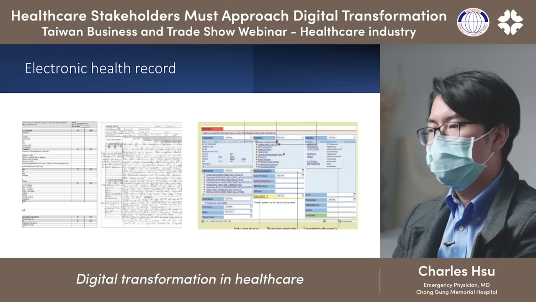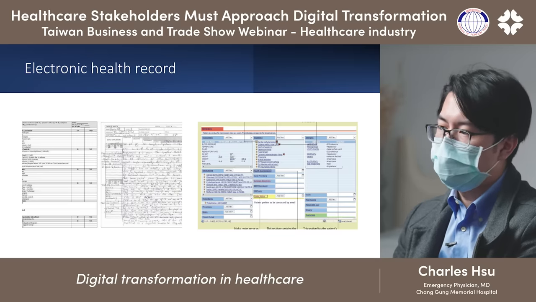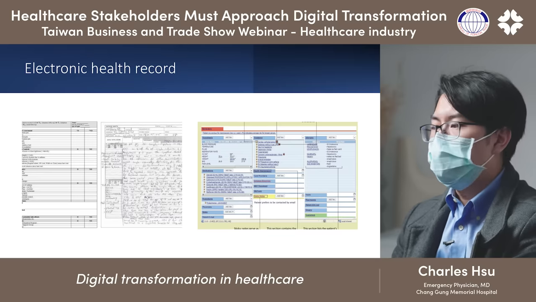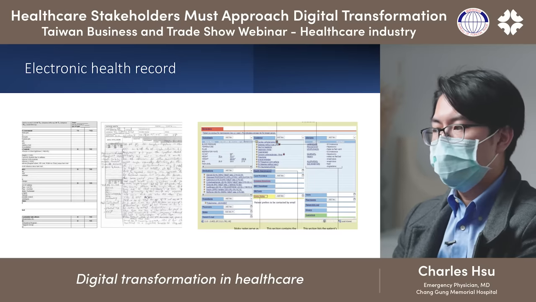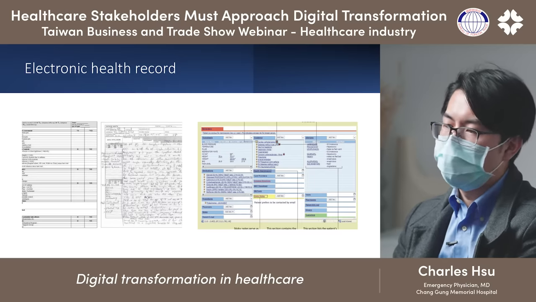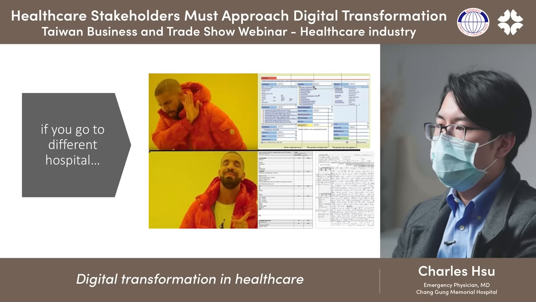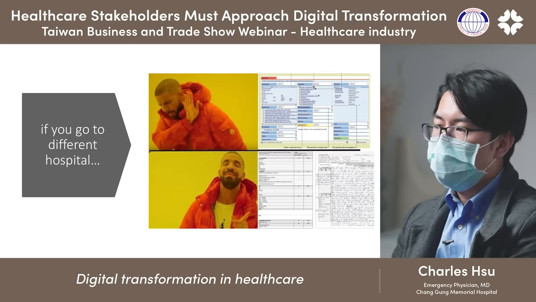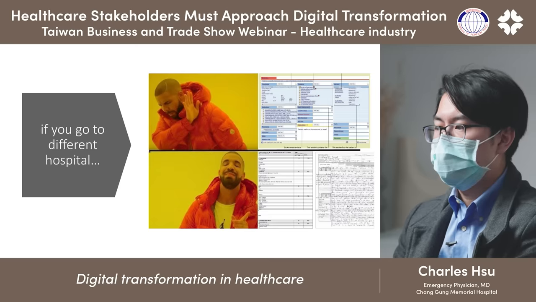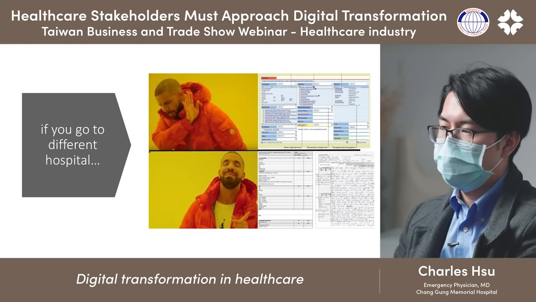Health record digitalization began about 20 years ago. However, most hospitals only store health records. The utilization of EHR has not been fully developed. For example, if the patient wants to go to a different hospital, they must carry the paper health record and give it to the doctors in another hospital.